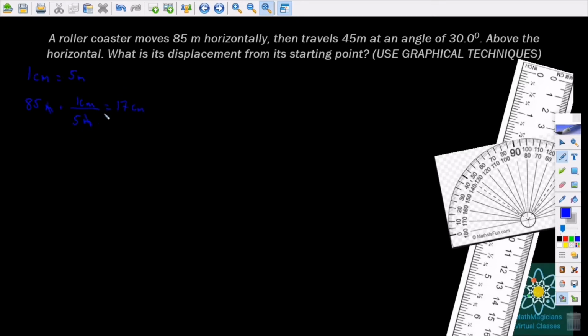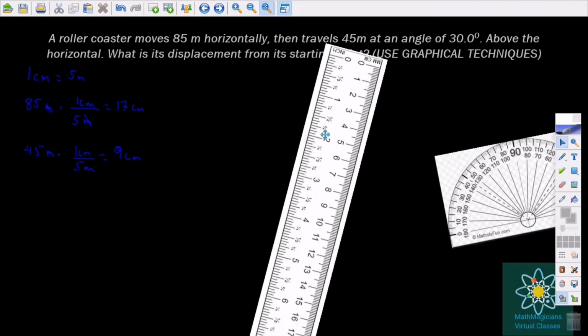If we do the same thing with the other number, the one that says 45 meters, we are going to make the same conversion. We divide 45 divided by 5. Our answer has to be 9 centimeters. Once we have this, we're going to use our scale. So we're going to use our ruler.